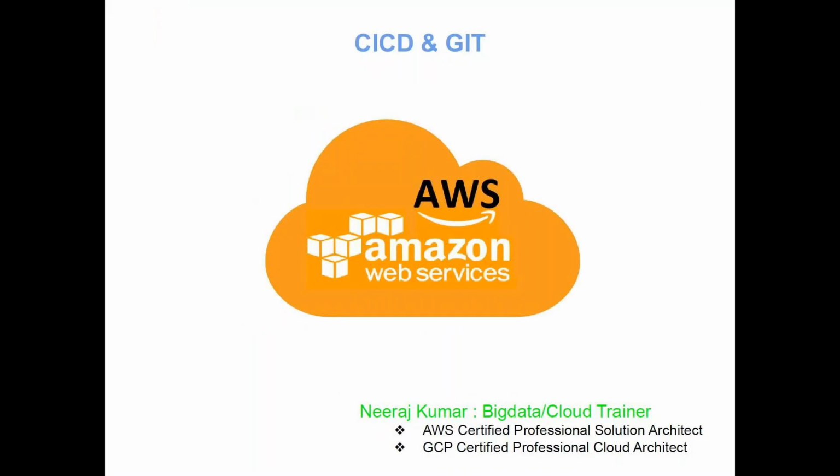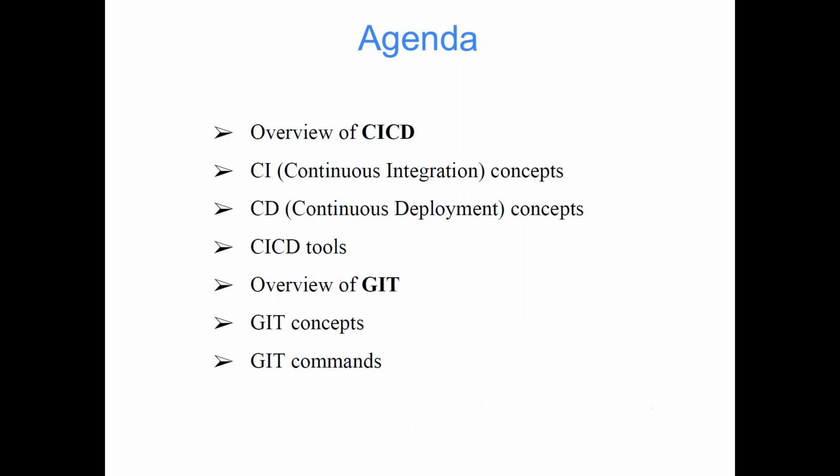Hi everyone, welcome to AWS training program, and today's topic is CICD and Git. So CICD and Git are not actually AWS services. These are concepts, and these can be achieved with the help of AWS, or even with other cloud services like Google Cloud Platform, GCP, or Microsoft Azure. And apart from that, there are many more third-party tools which can help you to achieve CI/CD functionality and the Git functionality. Okay, so let's start the class with the agenda.